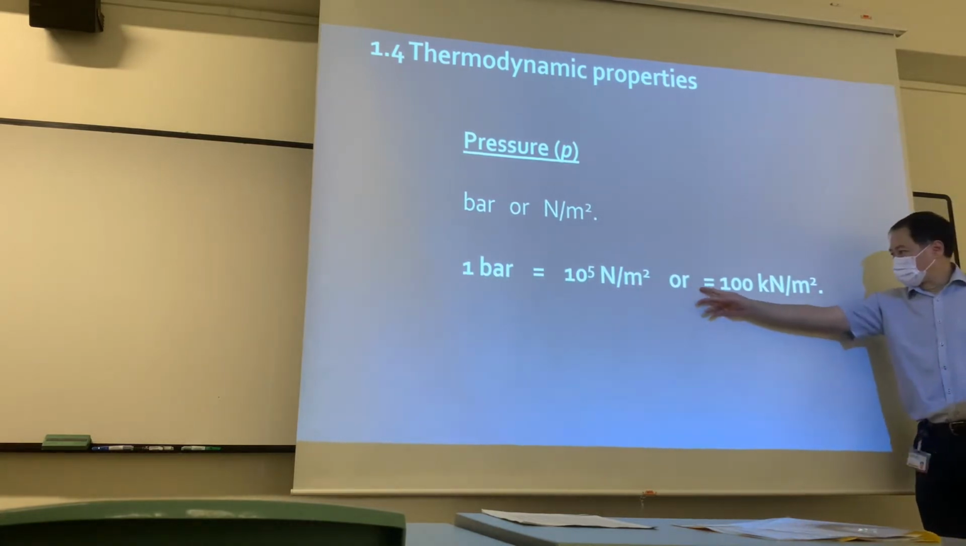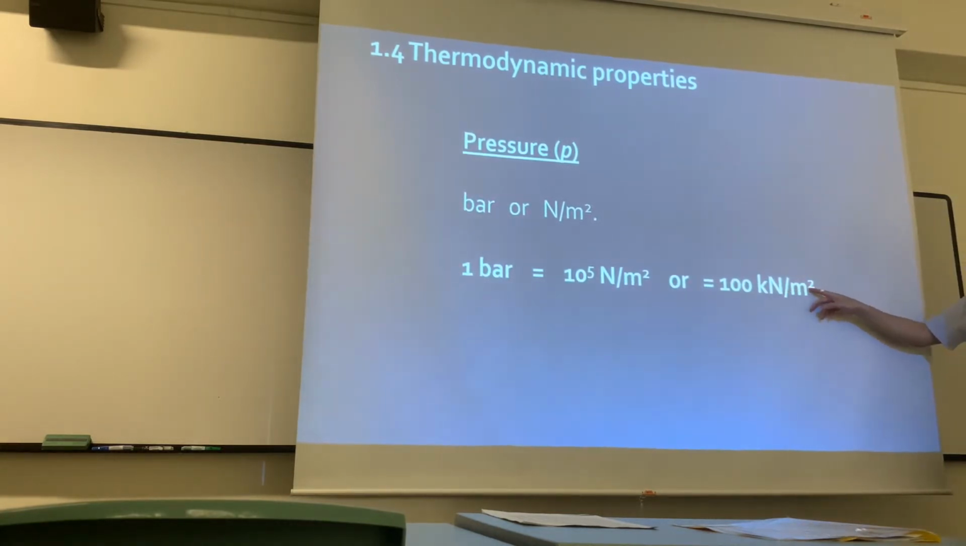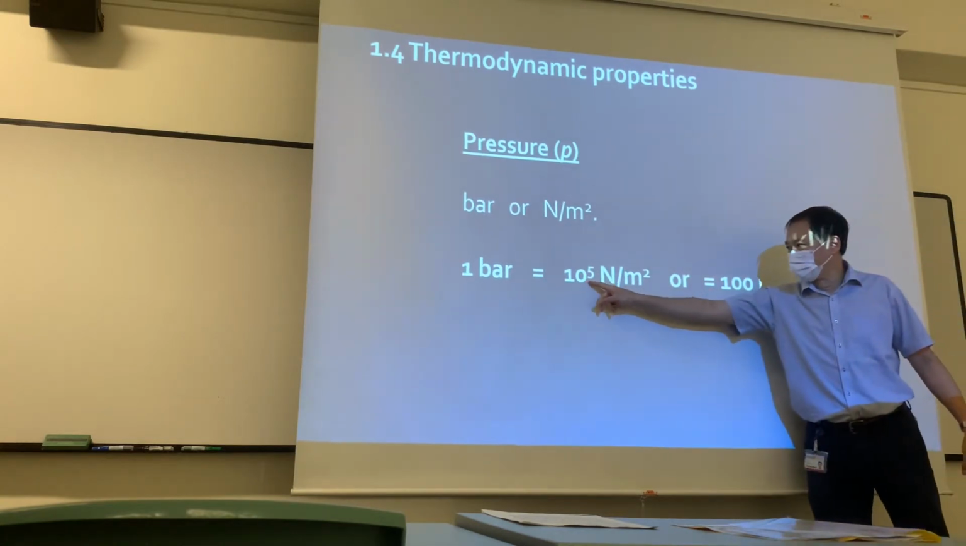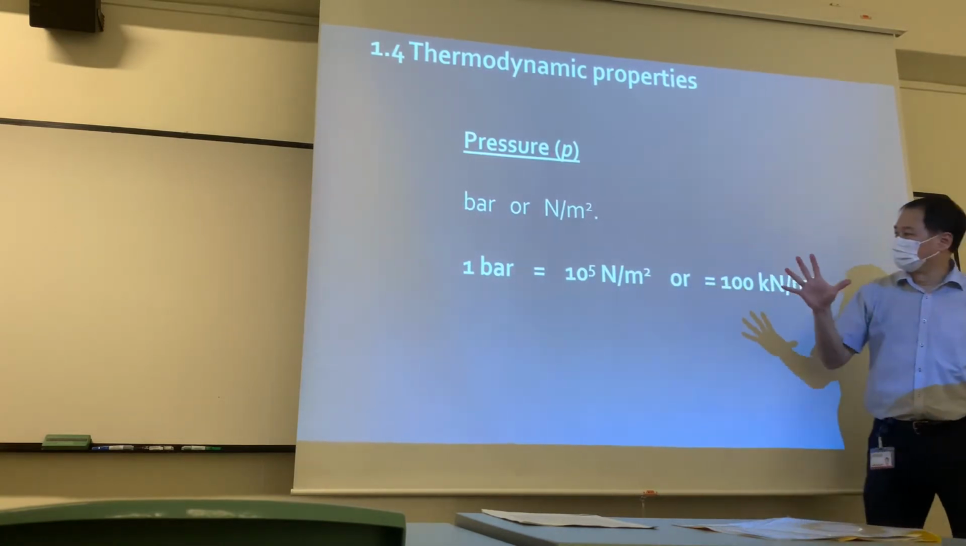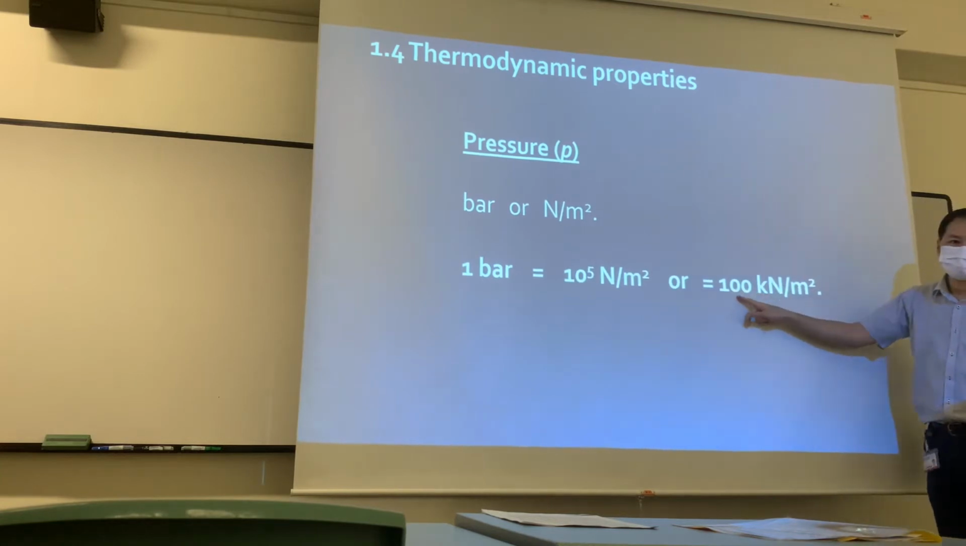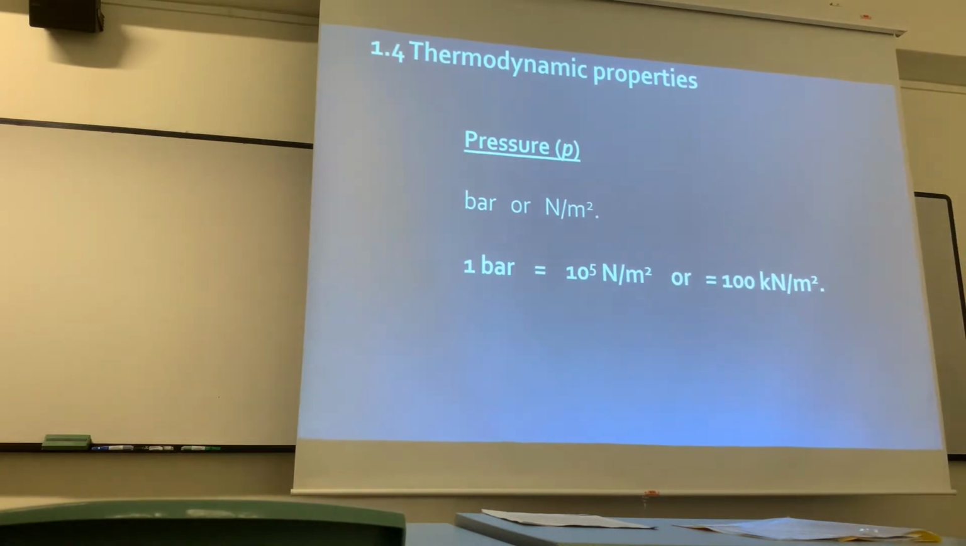If you convert to kilopascal or kilonewton per meter square, just take away 3 zeros from here. So 10 to the power 5 means 5 zeros. Take away 3, you are left with 2. So you are left with 2 zeros here.